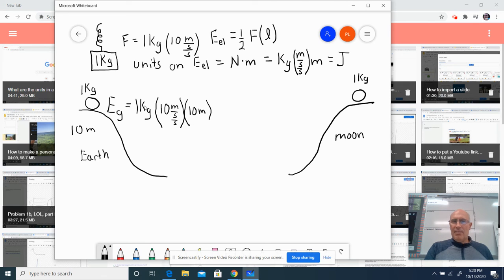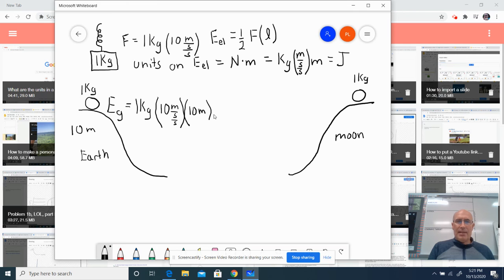Well, these units here are going to be kilogram meters per second times meters. Here's the energy units for the spring: kilogram meters per second times meters. That equals a newton meter or a joule. But these are the same, right? Kilogram meters per second times meters is exactly the same as what we had up here for the spring. So this must, in fact, be the equation for the energy on the moon. I'm sorry, on the Earth.